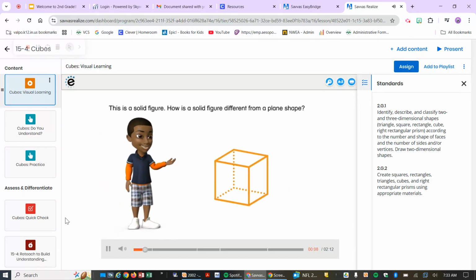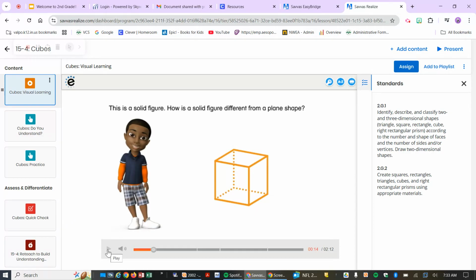This is a solid figure. How is a solid figure different from a plane shape? This is where we begin to start talking about 3D versus 2D. A plane shape is flat on the paper, and a 3D shape or a solid figure is something you can hold in your hand. A solid figure has many faces. It is three-dimensional, not flat.